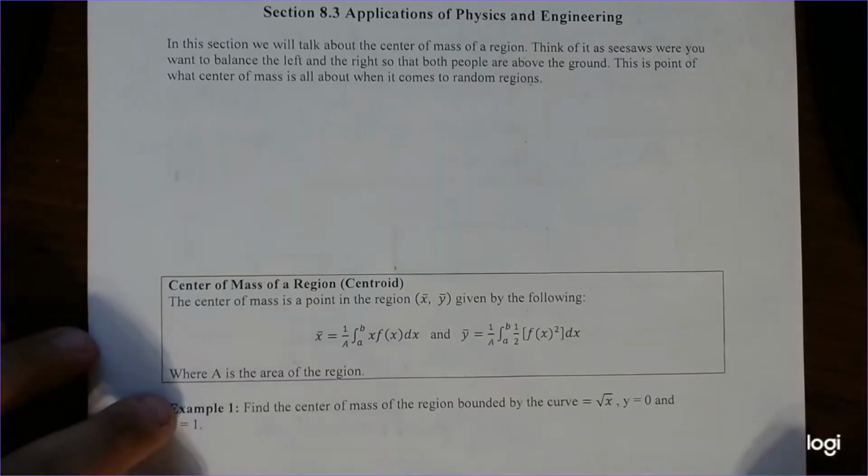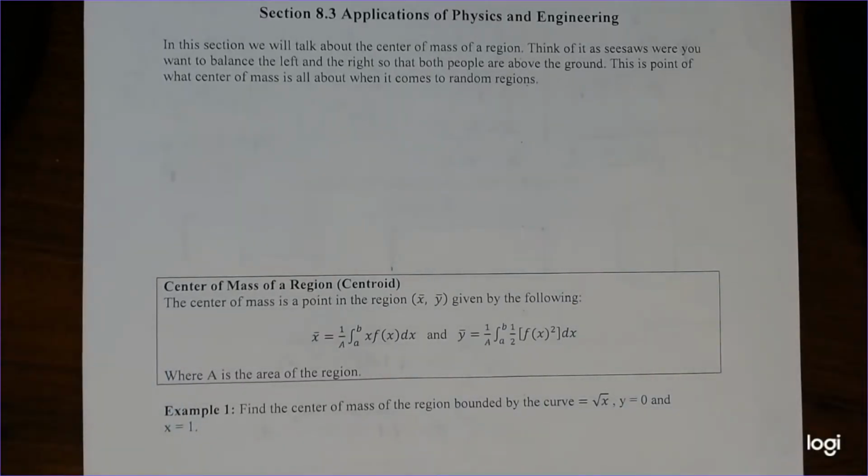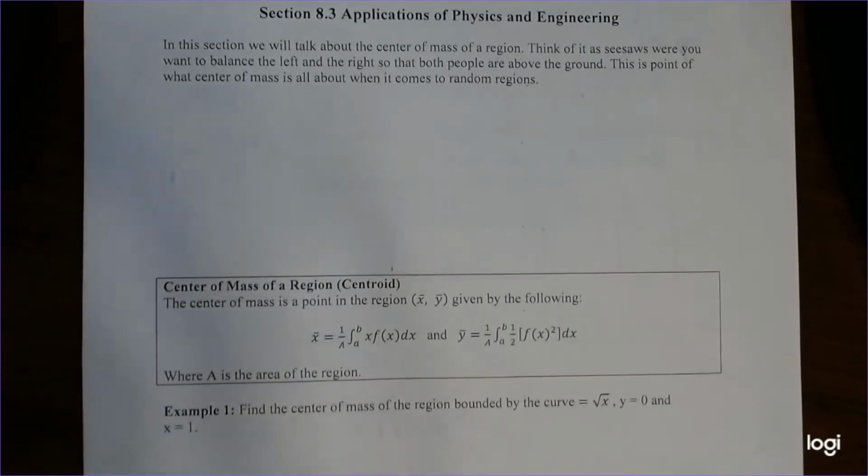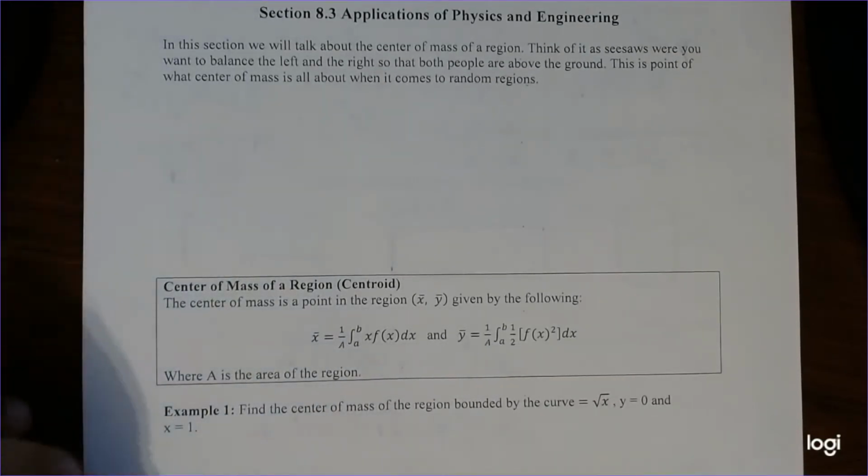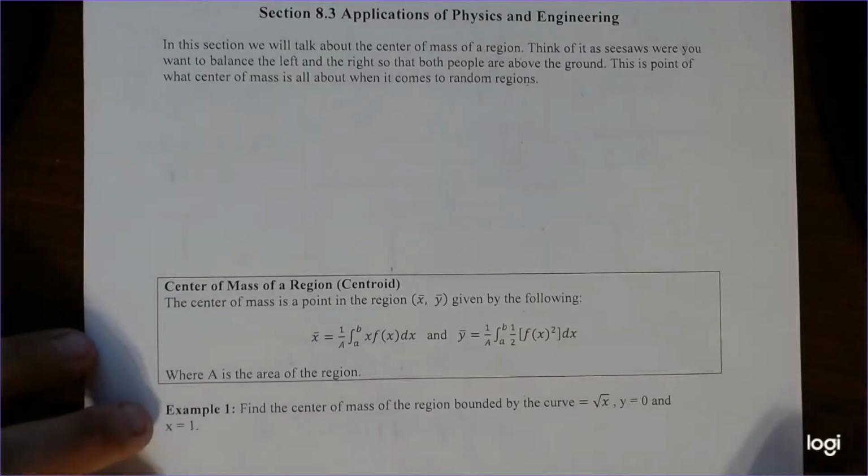All right, so this is section 8.3, Applications in Physics and Engineering. This section and the following section are just applications of what we've done so far in everyday life. This one is physics and engineering, and the other one is the natural sciences. We're just going to go through each section as it comes, and I'm going to nitpick each one individually.